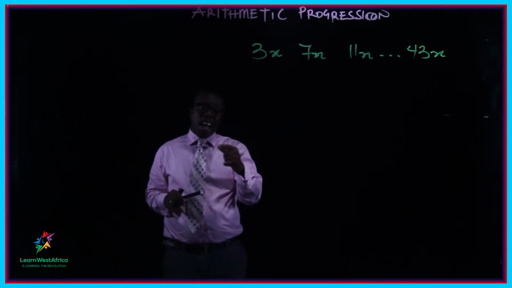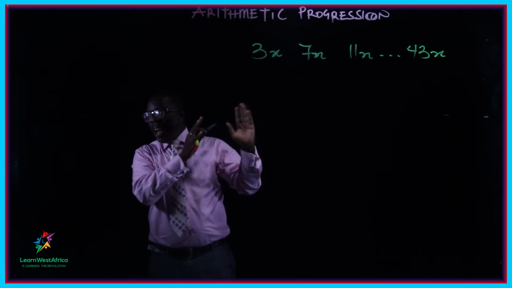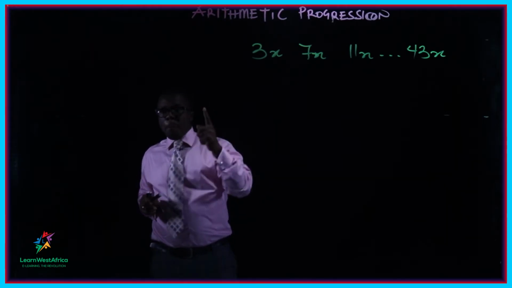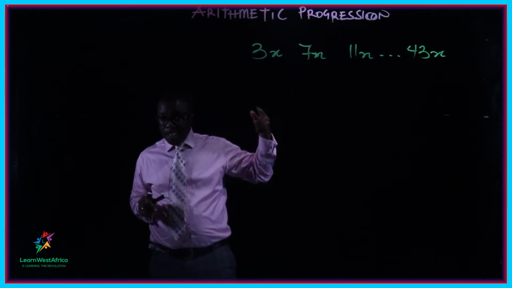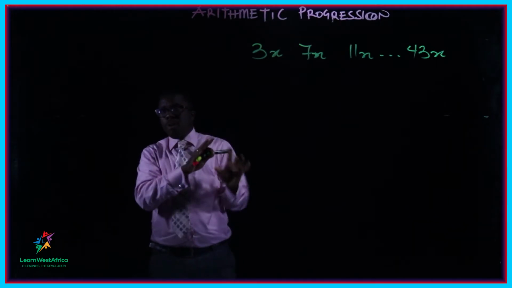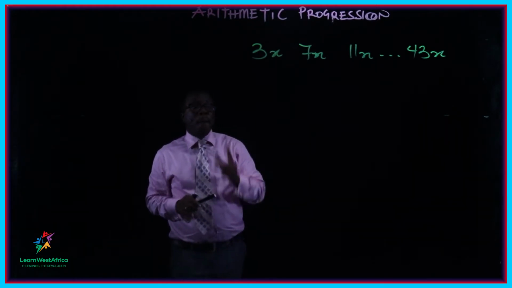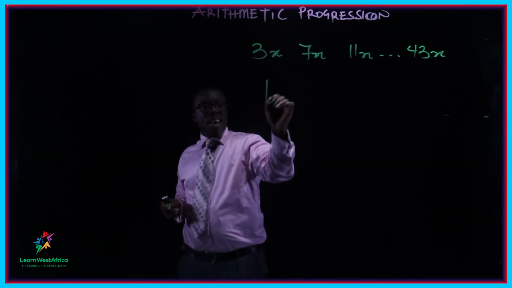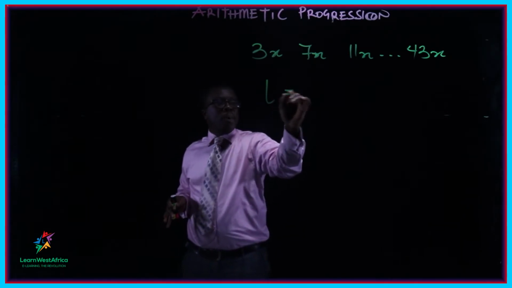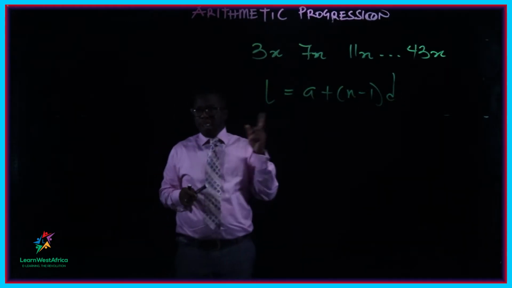Remember, anytime you come across an AP in an exam where the last term is stated, it should be an automatic prompt that the relation we quoted earlier, the last term L is equal to A plus N minus 1 D, has to be used. Always remember that. So for the last term of an AP, our L, which ordinarily would have been Tn, we write as L, will be A plus N minus 1 D.